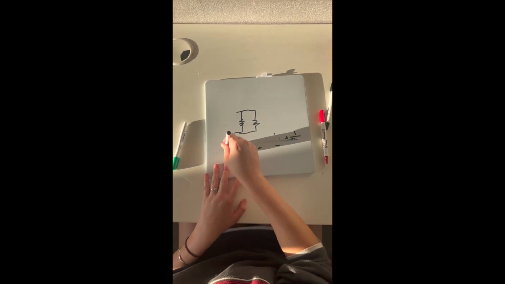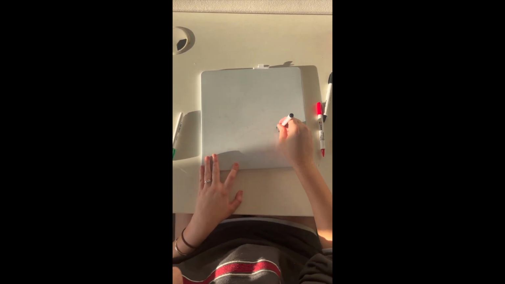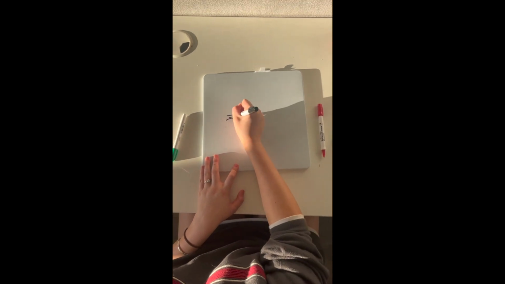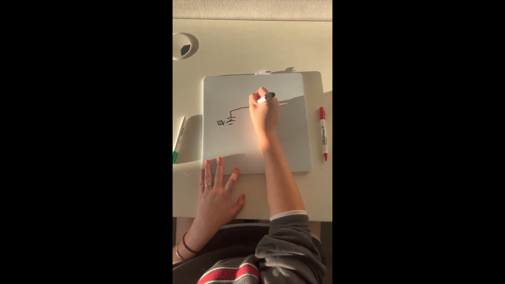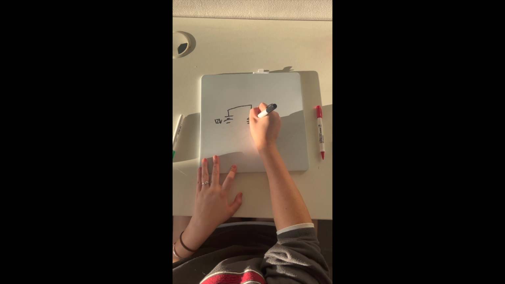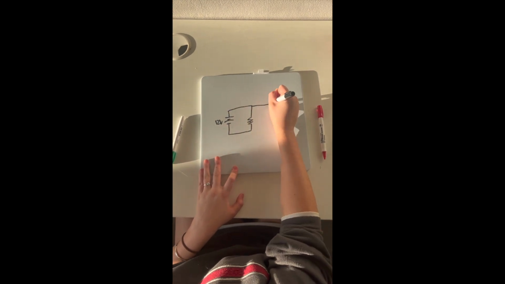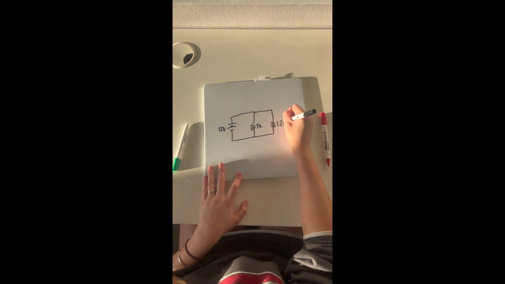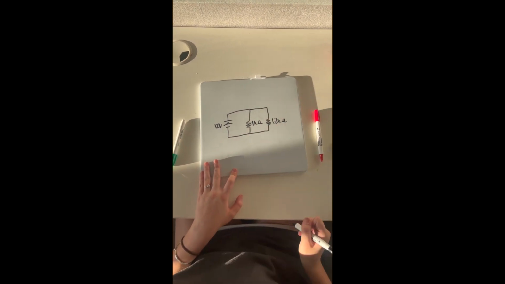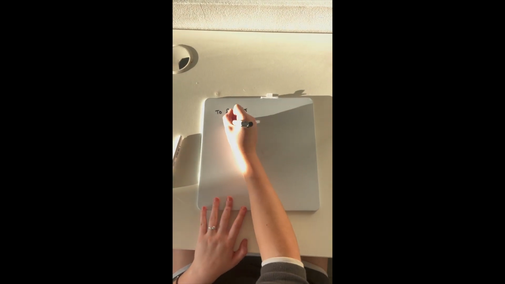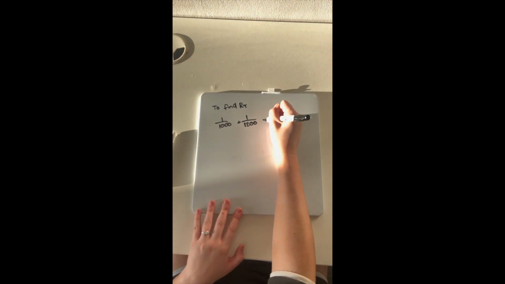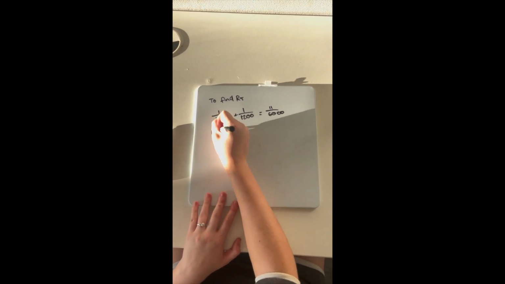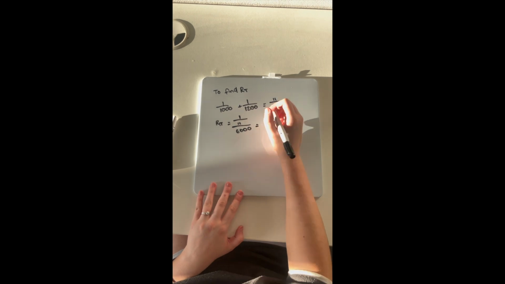To calculate the total resistance, we find 1 on 1000 plus 1 on 1200, which is equal to 11 on 6000. We then find 1 on 11 on 6,000, which is equal to 545.4545 ohms. This is our total resistance. Like before, we can put our values into I equals V on R and find that the current is equal to 0.022 amps or 22 milliamps.